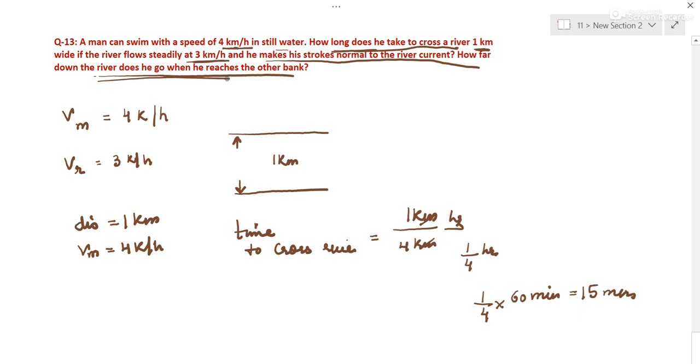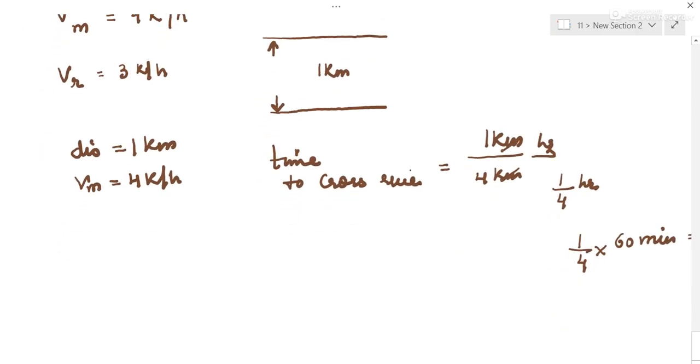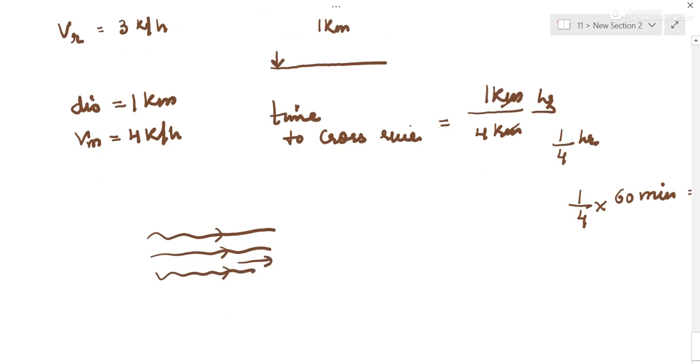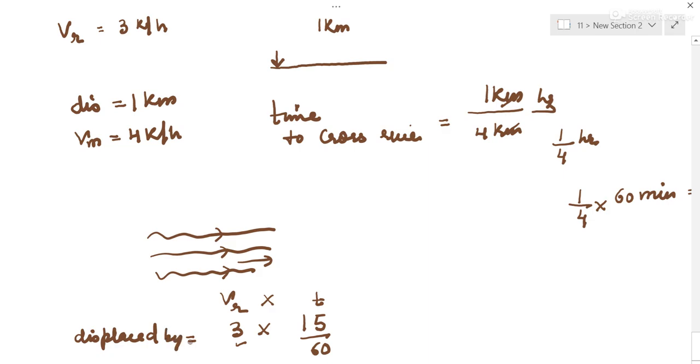Now one more question is there: how far does he go when he reaches the other bank? Obviously the river is flowing like this, and now the river will displace him this side. So how much will the river displace him in 15 minutes? The time is 15 minutes and the speed of the river is 3 km per hour. We'll convert 15 minutes back to hours. So this much he'll be displaced laterally by this distance.